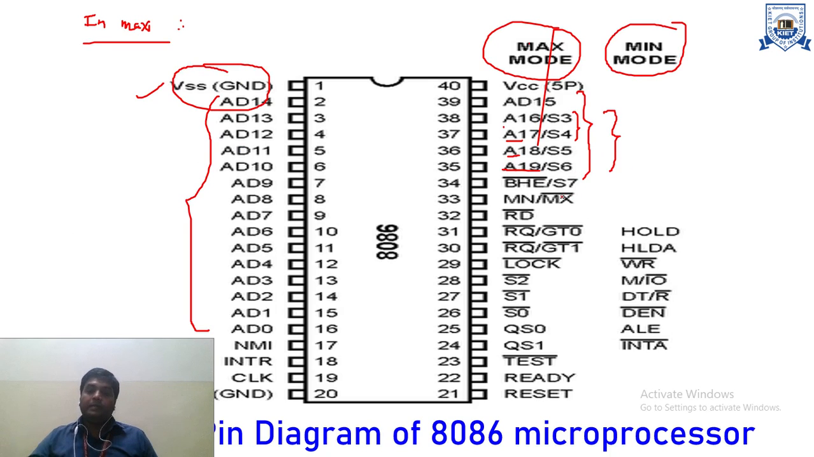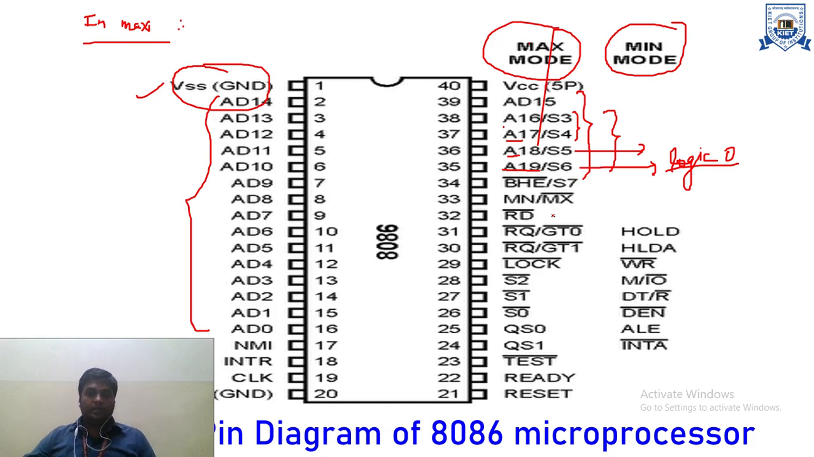Now, if we are talking about S6, the S6 pin remains always at logic 0. Always logic 0 means the S6 status pin is reserved for future purposes. If you are talking about S5, S5 tells the status of the microprocessor, that is, which mode we are working in.